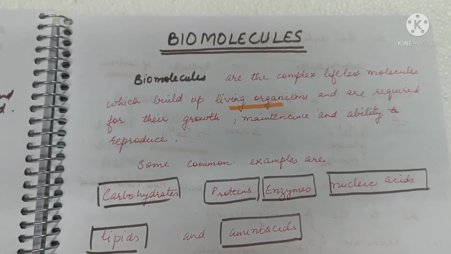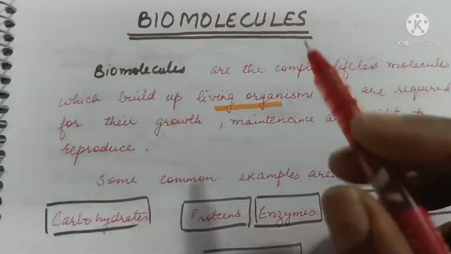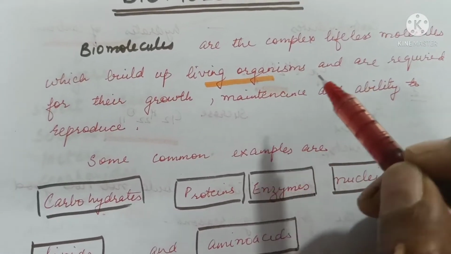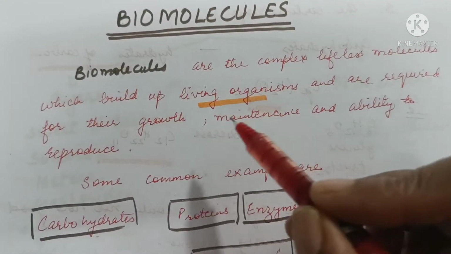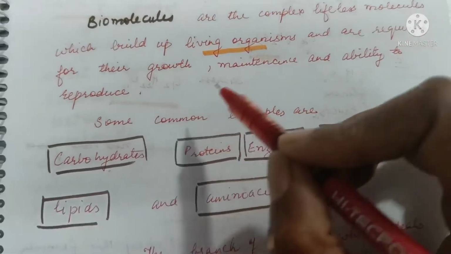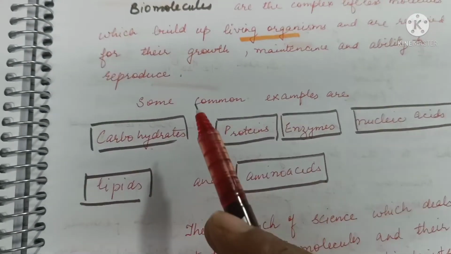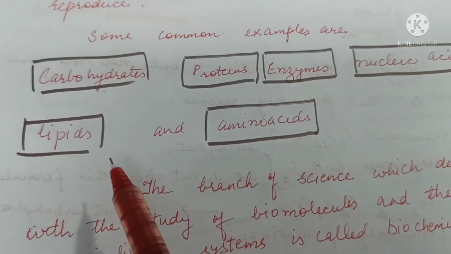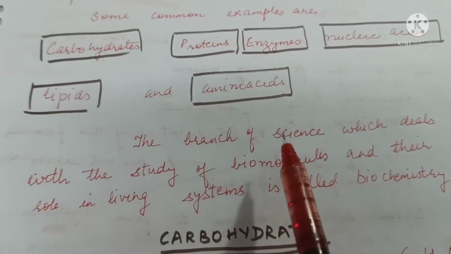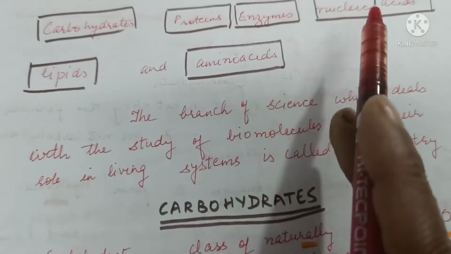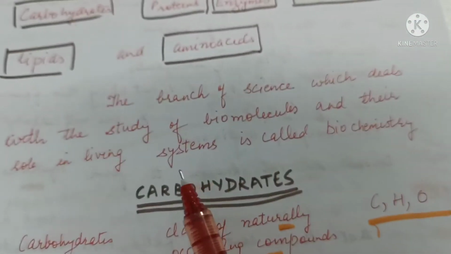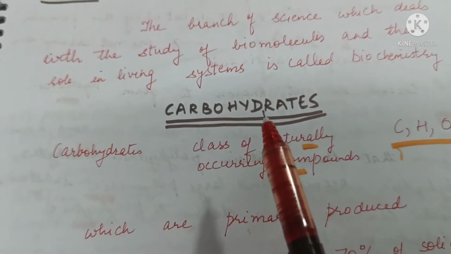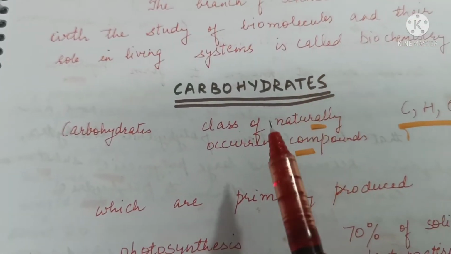Our topic for today is biomolecules. These are complex, lifeless molecules which build up living organisms and are required for their growth, maintenance, and ability to reproduce. Some examples of biomolecules are carbohydrates, proteins, enzymes, nucleic acids, lipids, and amino acids. And the branch of science which deals with the study of these biomolecules and their role in living systems is called biochemistry. So first let us study about carbohydrates.